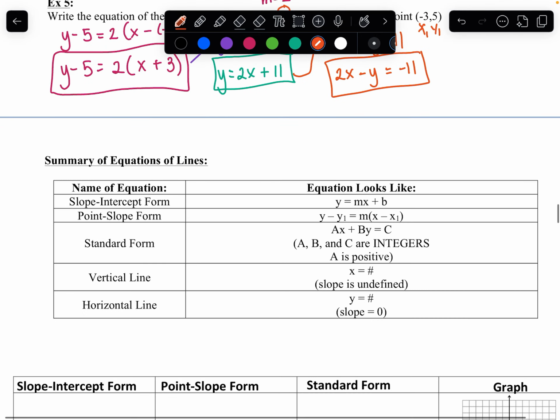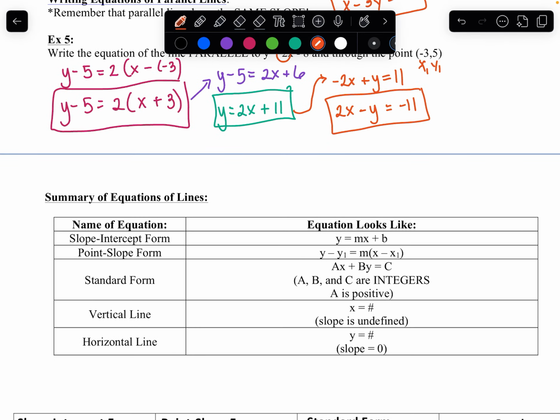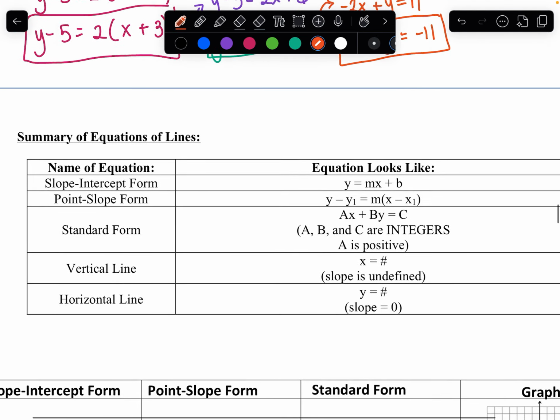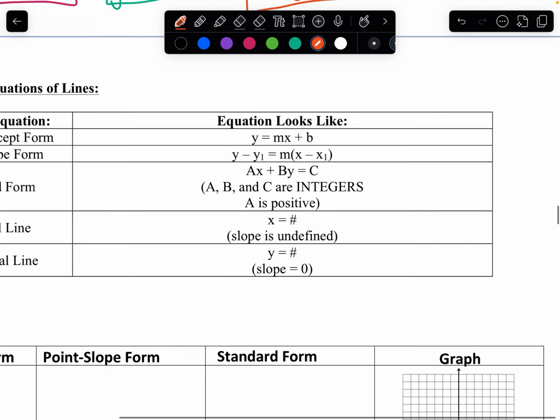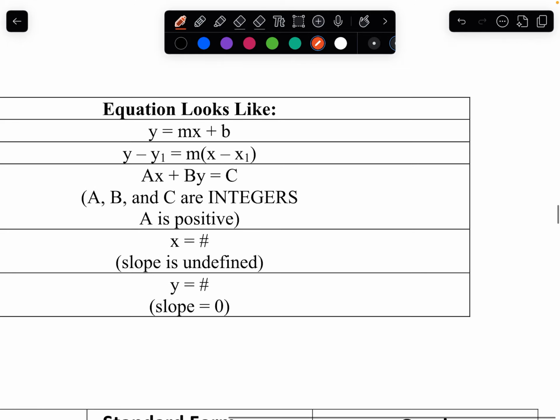On the last page, we're going to keep this part to review in class next time we meet. But this kind of brings everything together. So slope-intercept form, y equals mx plus b. Point slope form, y minus y sub 1 equals our slope times x minus x sub 1. I'm going to add a little piece right here.